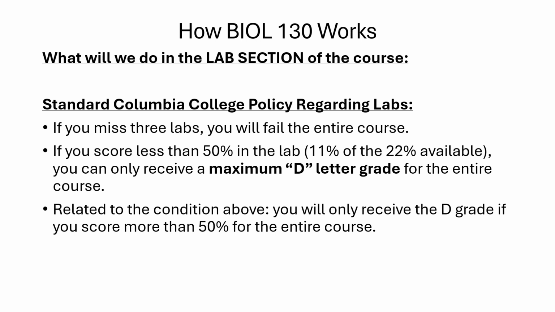So it is Columbia policy that if you miss 3 of the labs, you fail the course automatically. Fail the entire course, not just the lab section. Second, if you score less than 50% in the lab, since the lab is worth 22, that means if you get less than 11% out of the 22% that's available for the lab activities, you can only receive a maximum of D, no matter how well you do in the theory part of the course, no matter how well you do in the lecture part of the course.